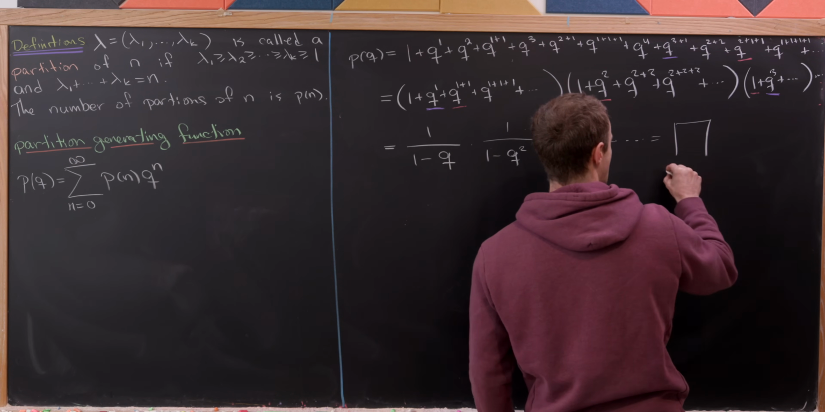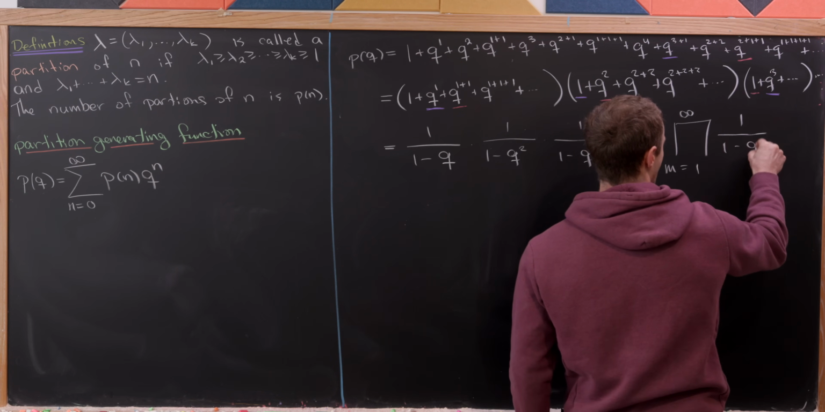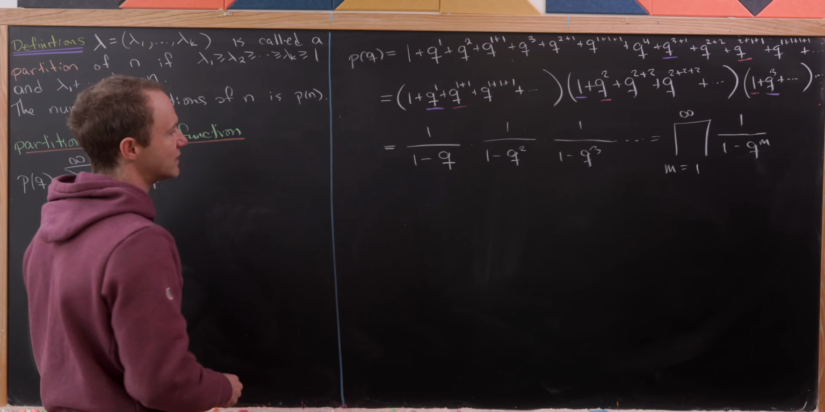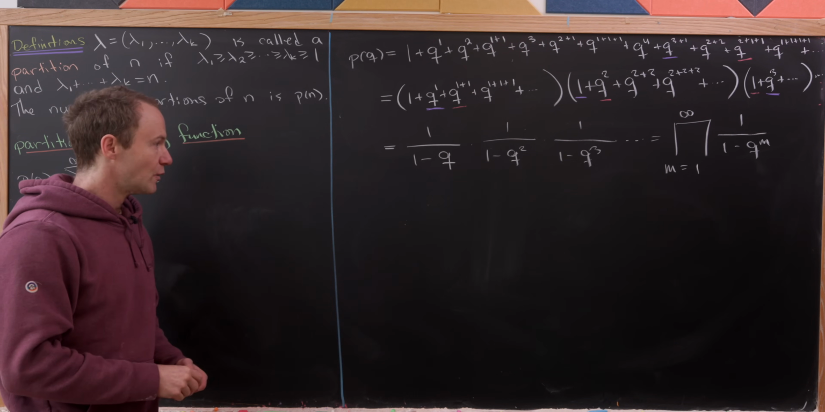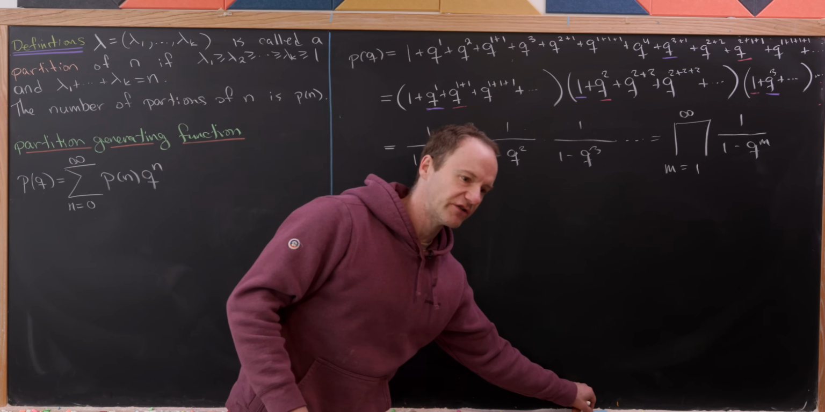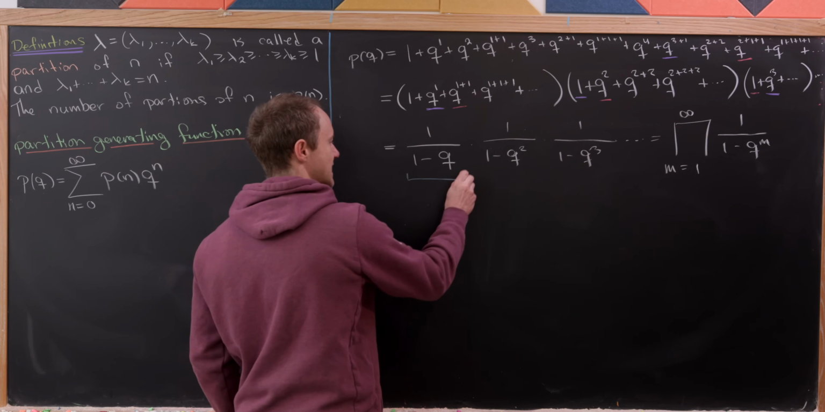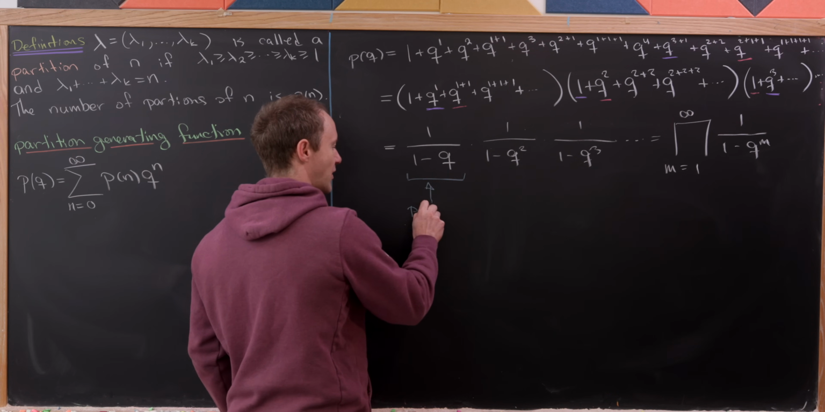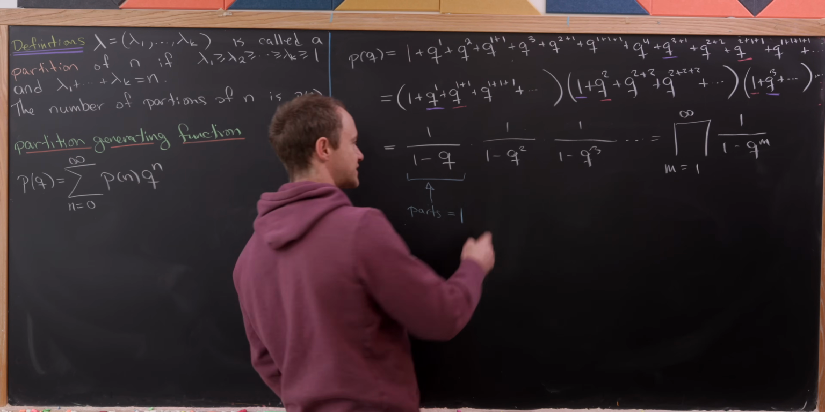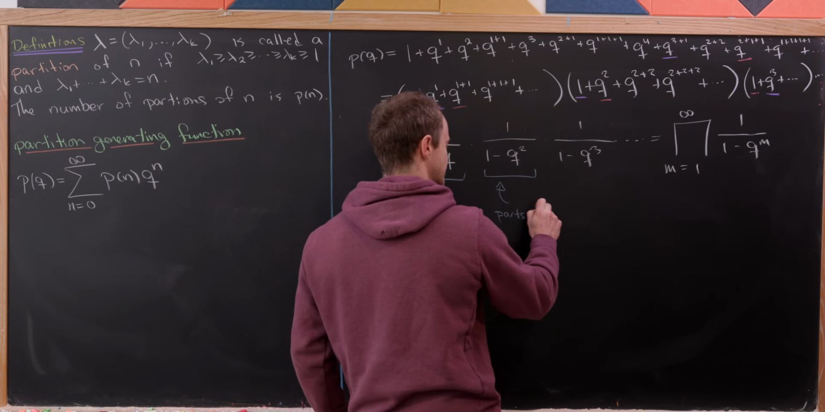So we could finish writing this as the product as m goes from 1 to infinity of 1 over 1 minus q to the m. And now I'd like to observe some stuff right here. We can read off exactly the control of this generating function over the types of partitions. So this term right here is controlling the parts of the partition that are equal to 1. This term right here is controlling the parts of the partition that are equal to 2.